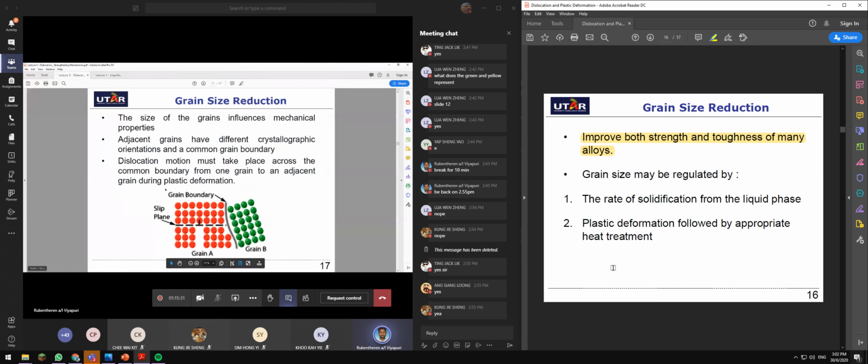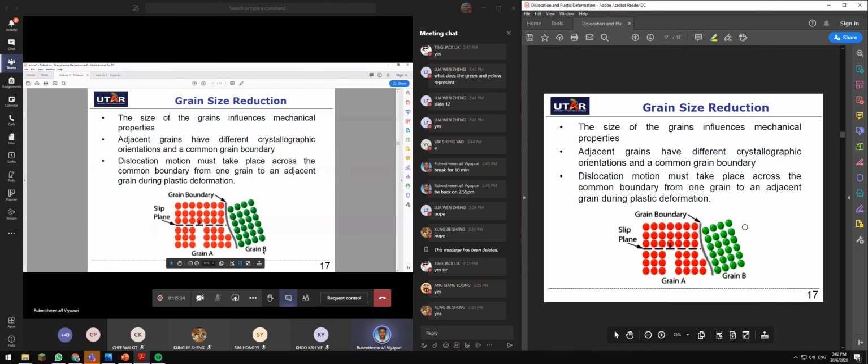Now let's look at this grain A and grain B. You have a grain boundary. In a material you have lots of grain boundaries. The size of grain influences the mechanical properties. Next point, adjacent grains have different crystallographic orientation and a common grain boundary. You have one grain here, grain A, and another grain here, grain B. The green grain orientation is different from the red grain orientation. That is the reason why you have grain boundaries. All right, this is science.